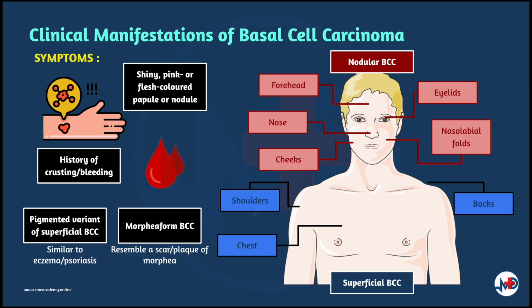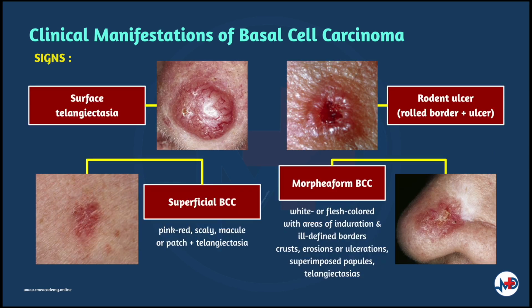Morphea-form basal cell carcinomas resemble a scar or plugs of morphea. Upon examination of the lesion, it commonly has surface telangiectasias. It is known as a rodent ulcer when rolled borders and ulceration are present.